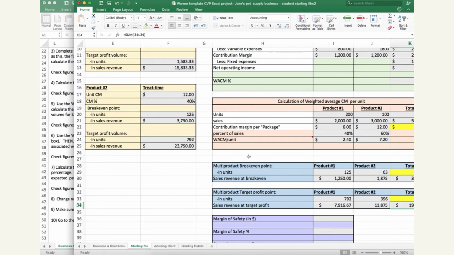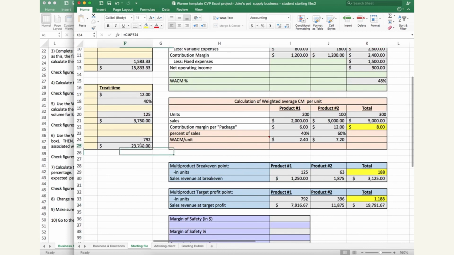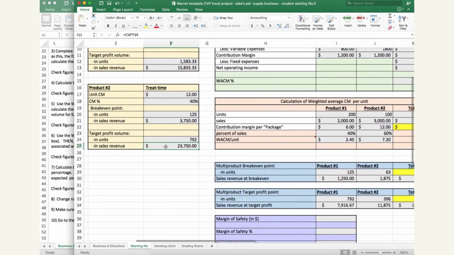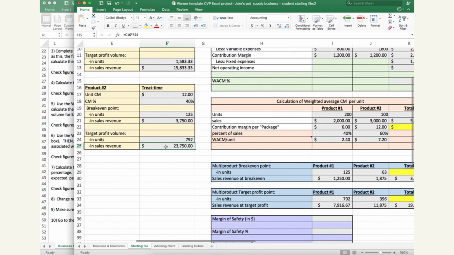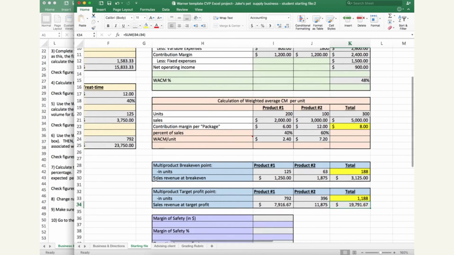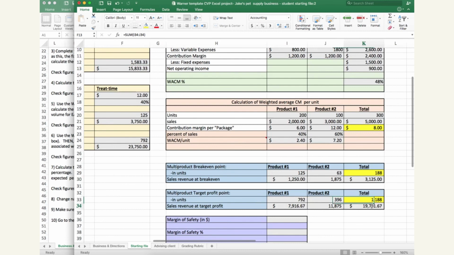And what I want to note is that these numbers are not the same as in the previous situation. If we were just focusing on the Treat Time only, we would have had to sell $23,000 worth in order to break even if we were only selling that, which is higher. And if we were only focusing on the Launch It, we would have only had to sell about $16,000 in order to break even, right? So it matters how much sales we require if we're looking at one product versus multiple products.